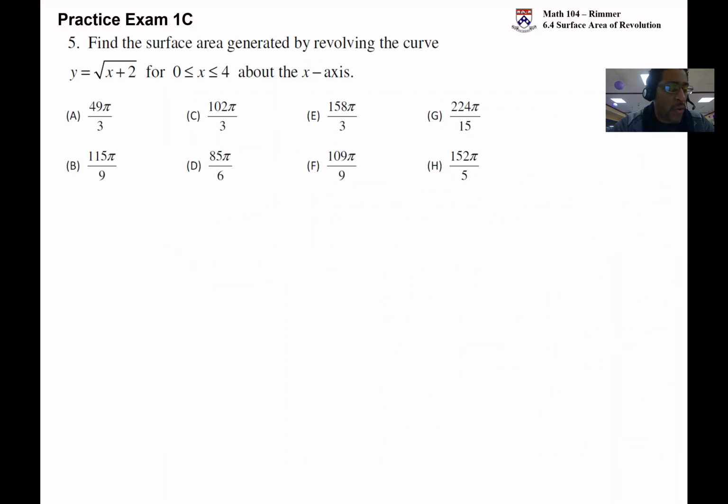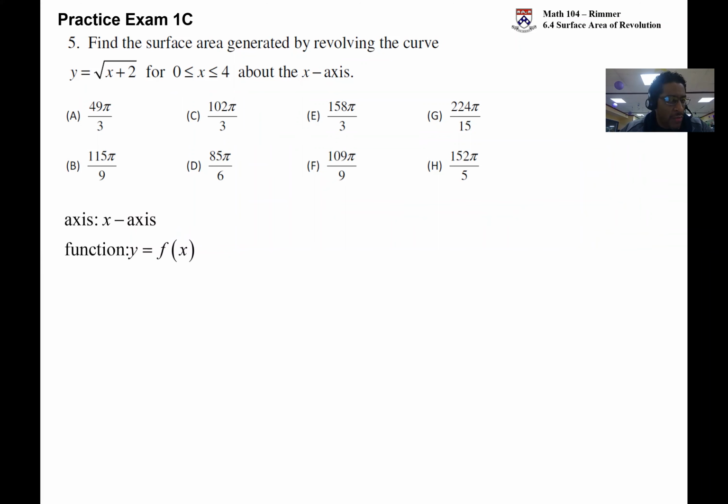Okay, this is a surface area question, one that I was doing in class that I said I would record for you guys before class ended, and here it is. So find the surface area generated by revolving the curve y equals the square root of x plus 2 for x between 0 and 4, and you're going to rotate this about the x-axis.